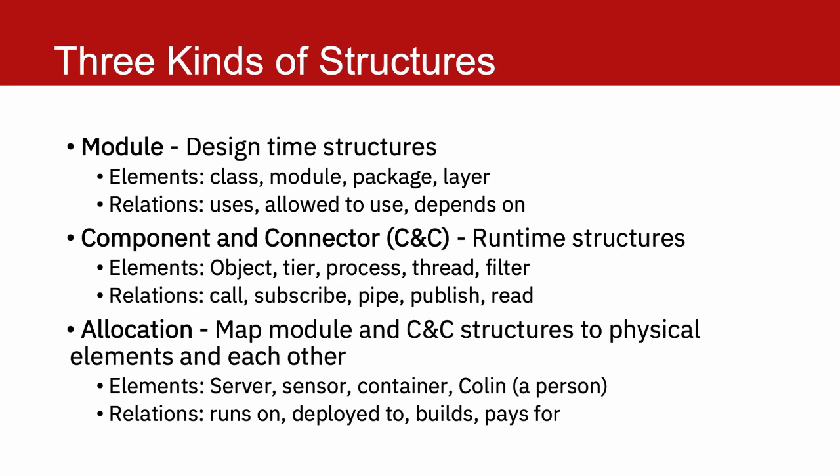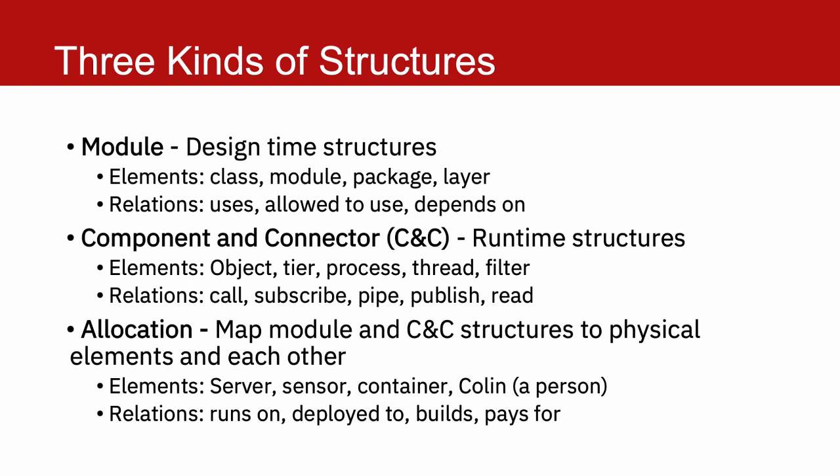That's one kind of structure that we deal with. Component and connectors deal with runtime structures, right? So you take that class and you instantiate it. You don't have a class anymore. You have an object, right? You have a thing that is running in memory. Okay, that's a different kind of structure that we're dealing with. So objects, tiers, processes, threads. It's a different set of elements, different set of relations, and lets you deal with different quality attributes as well.